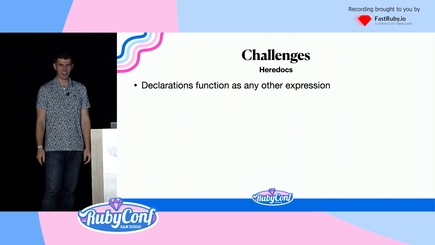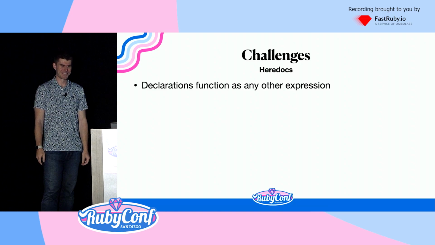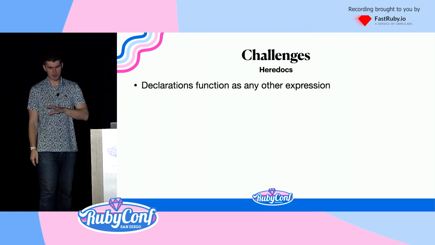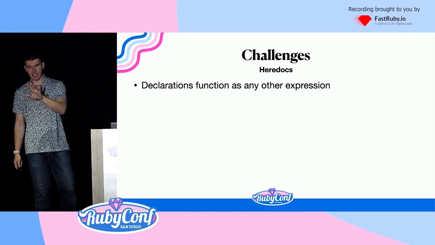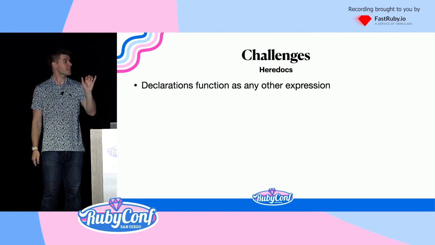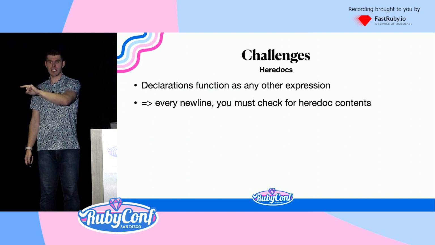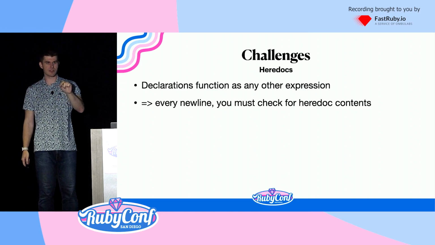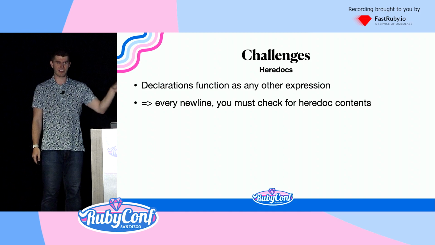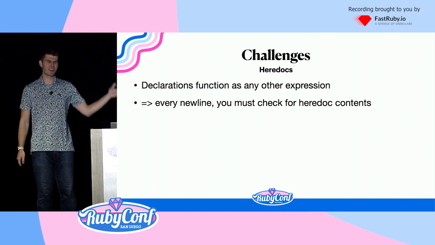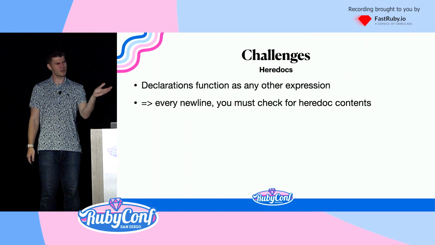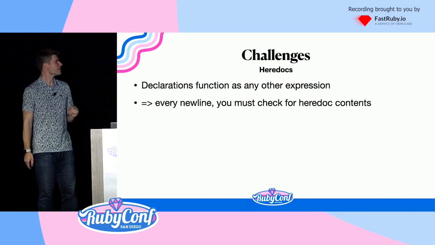Heredocs suck. They were a mistake, and I'm not sad I said it. Heredoc declarations function as any other expression. So the less-than and the name function as any other expression in the tree, which means that every time you hit a new line when you're parsing Ruby, you have to check if you already saw a heredoc declaration and then go parse it. It functions as a stack of queues or a queue of stacks or some other BS.